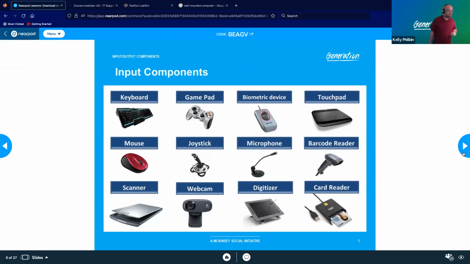So various input components you can use. A lot of these are pretty familiar. Keyboard, mouse, microphone. If you've had to go to a big box store lately, you realize that there are no cashiers anymore, but they do give us kiosks. And so we've become familiar with barcode readers, scanners, things like that. Webcams, as we're all on them right now. And then game controllers and stuff like that.